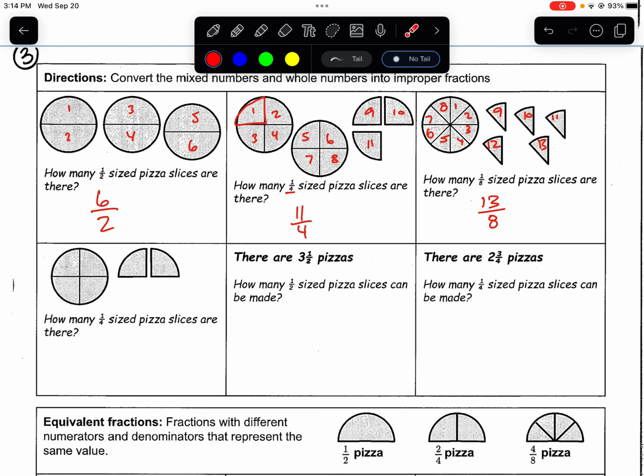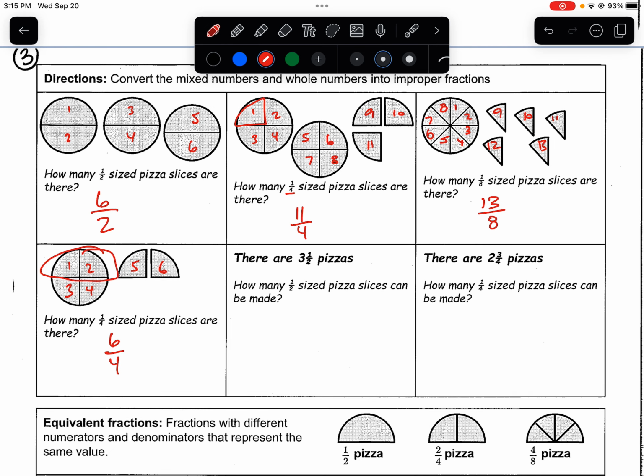How many quarter slice or 1/4 slice pizzas are there right here? 4 right here, and then 5 and 6. That is a total of 6/4, which you can actually reduce. Some of you are thinking, I can reduce that by dividing the top and bottom by 2. If I divide this by 2 and this by 2, you end up with 3 over 2, or 3 halves. And you may be wondering, how is this 3 halves?